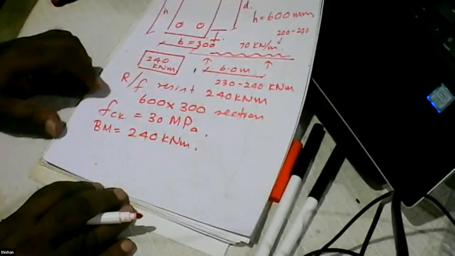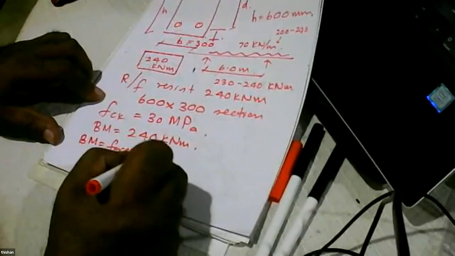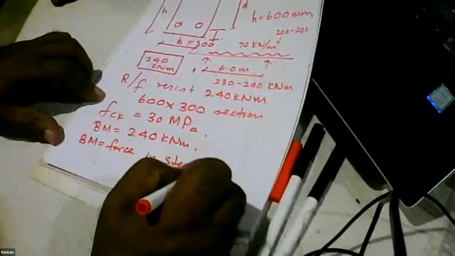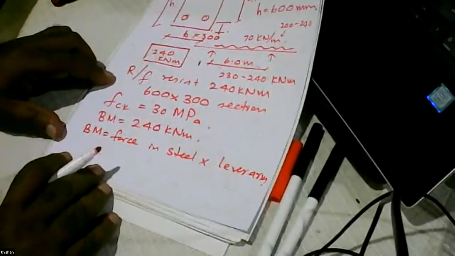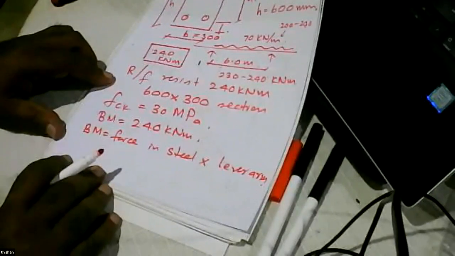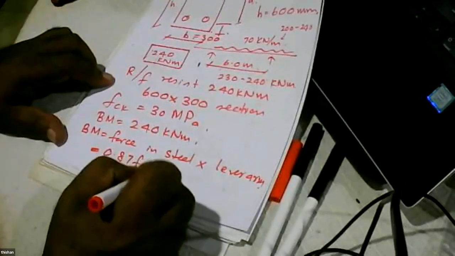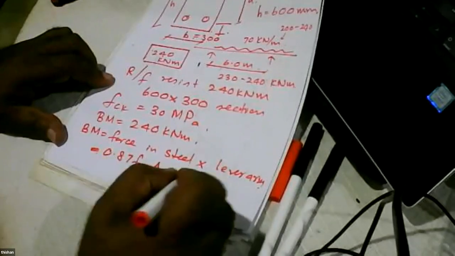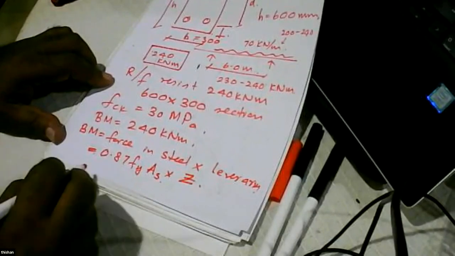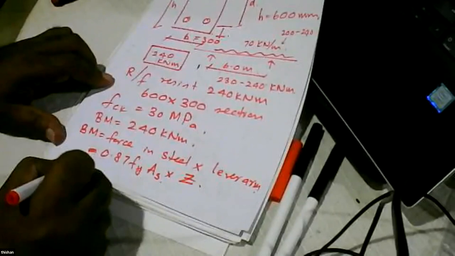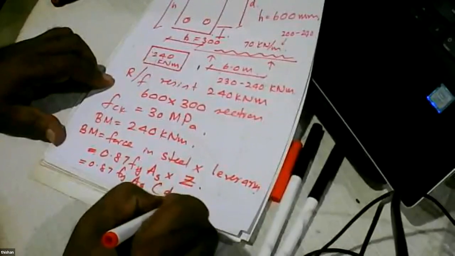So we can write two equations. The first one is bending moment is equal to force in steel multiplied by lever arm. So what is the force in steel? 0.87 times Fy times area of steel. And lever arm is Z. And what is the Z value? Z is equal to D minus S by 2. So that is 0.87 times Fy times area of steel, and that will be D minus S by 2.